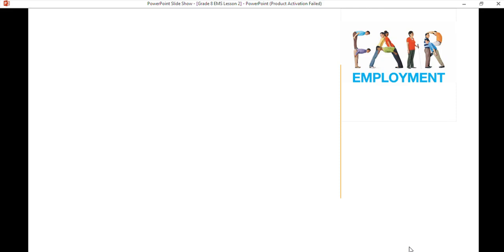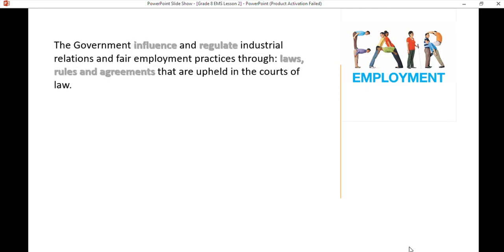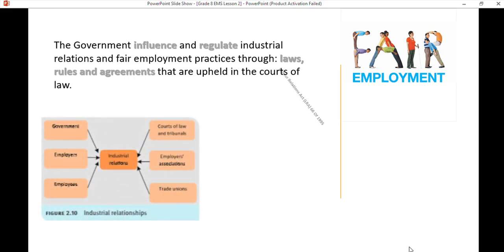Okay, looking at fair employment. This is where the government intervenes. They will influence and regulate industrial relations. This is a term that you need to understand, industrial relations. So they will regulate this and fair employment practices. How will they regulate and influence fair employment practice and industrial relations? They will implement laws, rules, and agreements, which are upheld in the courts of law. So we know from term 1 that there are different courts, but in every court, these laws, rules, and agreements will be upheld.